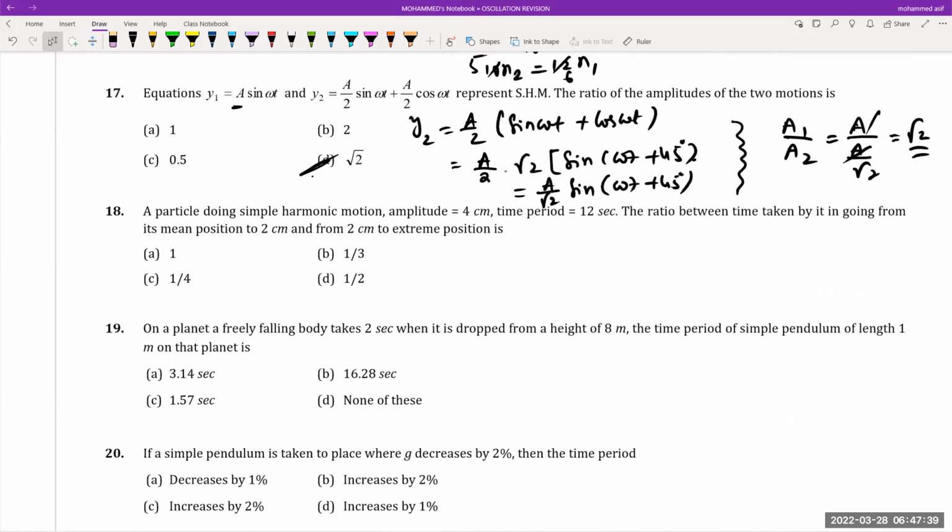A particle is doing SHM with an amplitude of 4 centimeters. Time period दे रखा है 12 seconds. यानी omega is equals to 2 pi by capital T. That is 2 pi by capital T, T दे रखा है 12. That is pi by 6, omega की value.